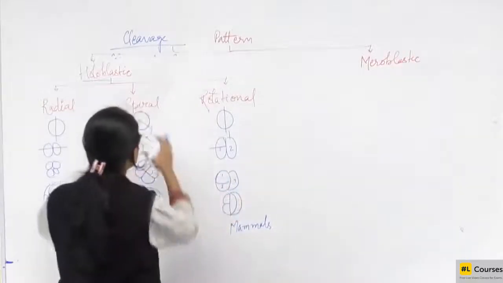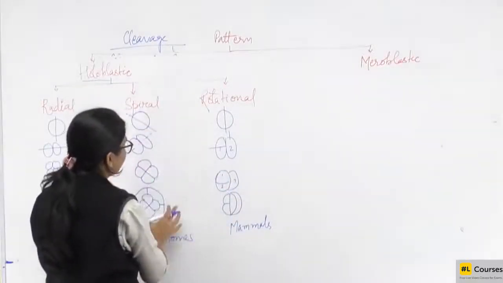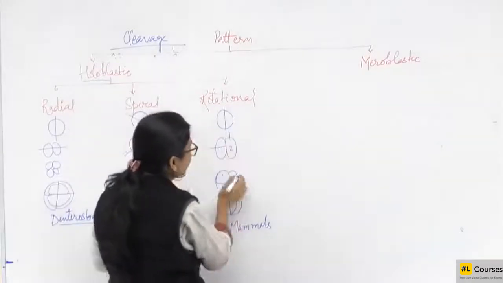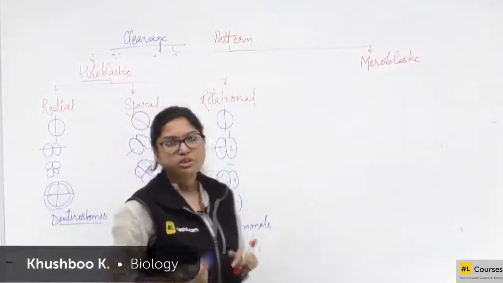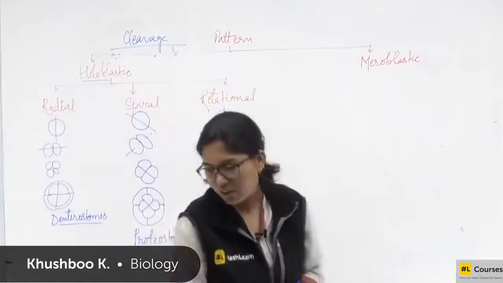And this can also be called asynchronous. Why asynchronous? See here, you have 1 to 2, 2 to 4, 4 to 8. Here, 1 to 2, you have a transient 3-cell stage also. So that's why it is called asynchronous.